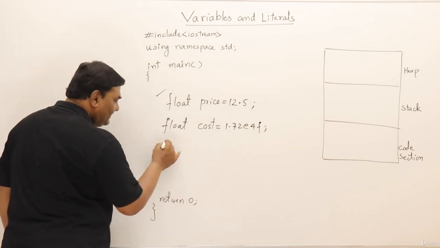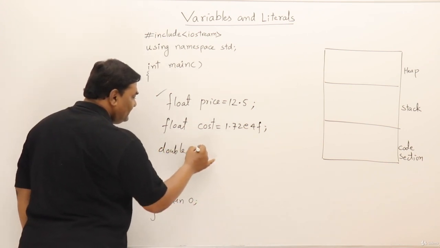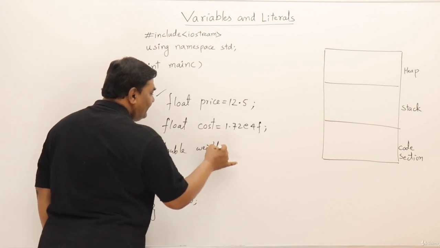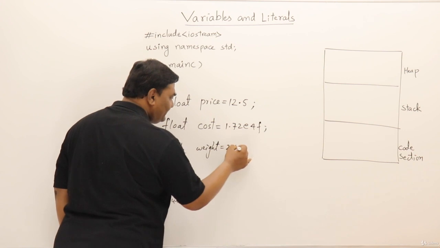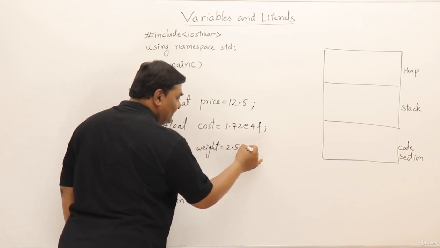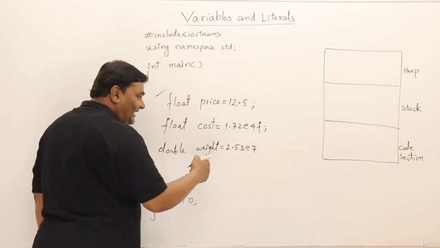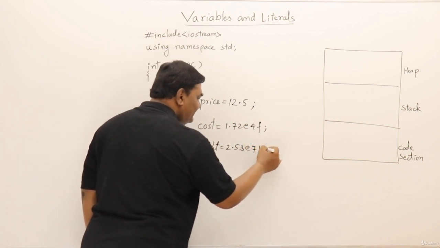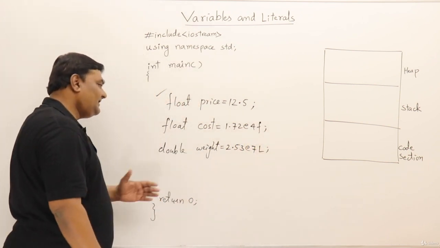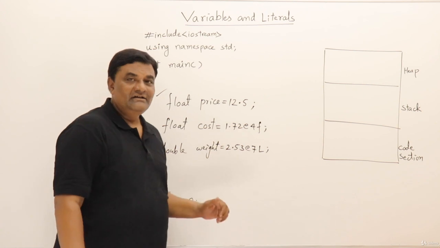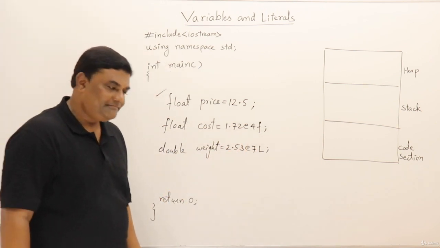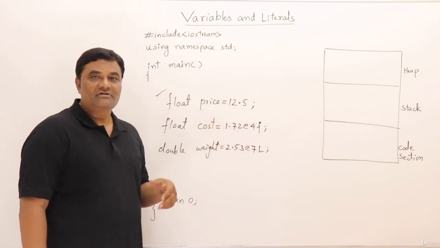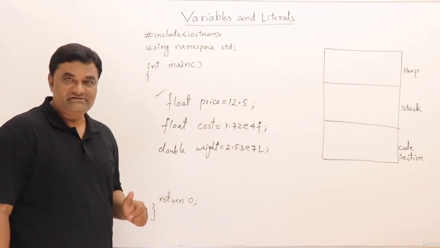Suppose you are writing double type of variable weight, and weight is suppose some large value. You may be storing some large value. So 2.753E7. As this is double literal, it is suggested you write L. Otherwise, by default, it is double only. If you want, you can write L also for a double literal. So these are the two methods for floating point literals.